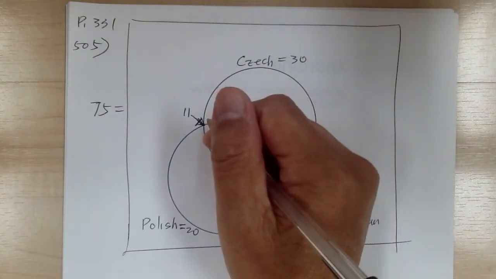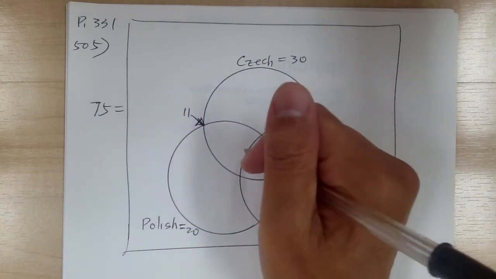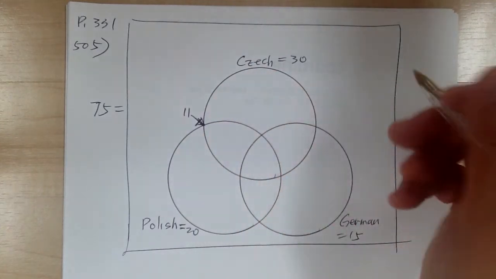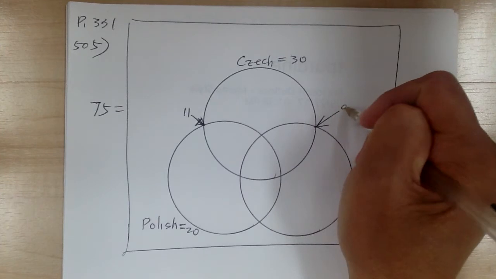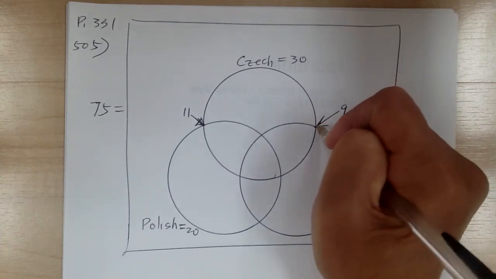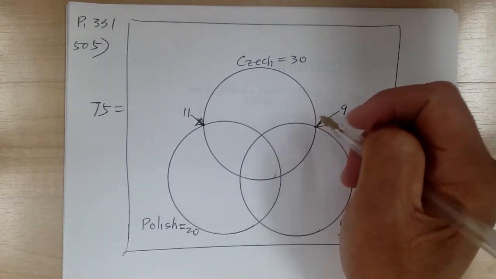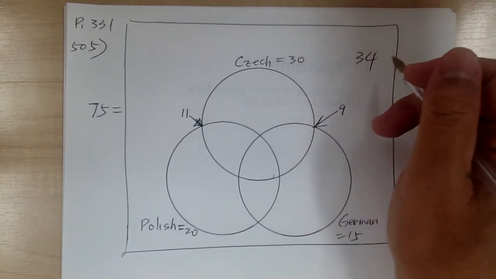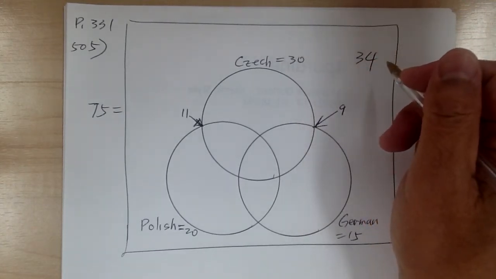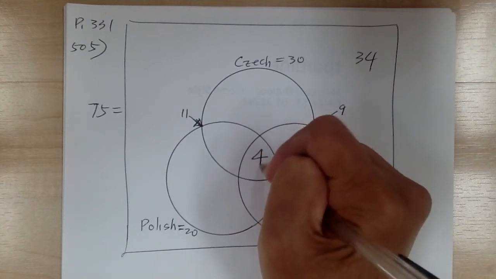So 11 are studying Czech and Polish. 9 are studying Czech and German. Okay, I can write it over here. And 34 are not studying any language, so put a 34 right over here. Okay, so that's not studying anything over here. And it says 4 are studying all 3 languages, so 4 is right over here.